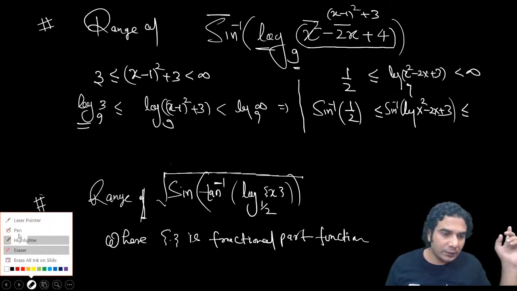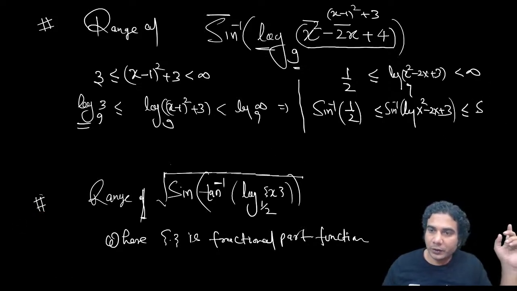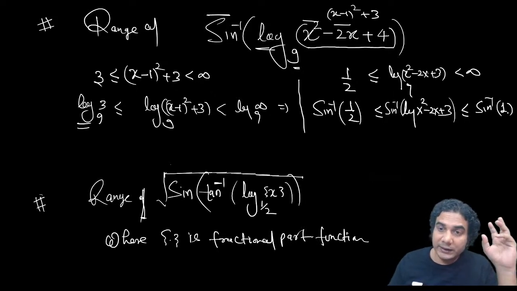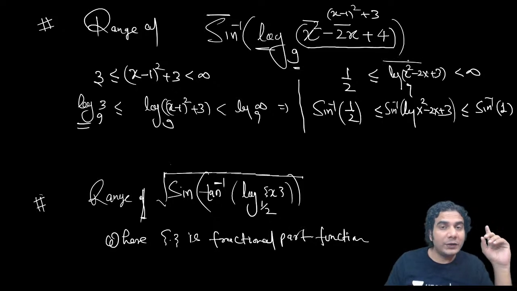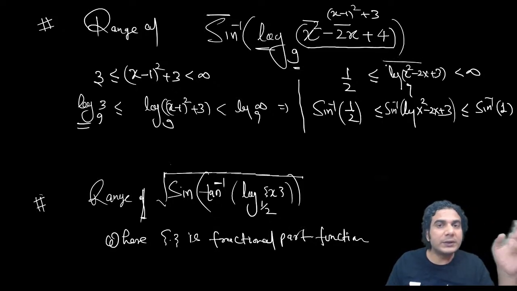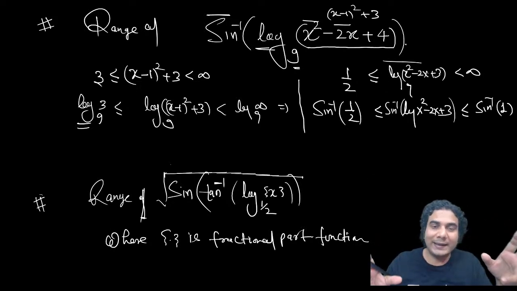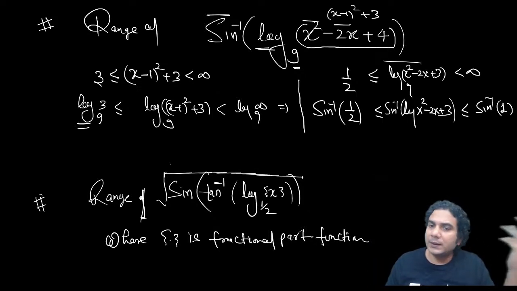Sine inverse of 1. I hope you have got this point. All those values in the range of the log function which are outside the domain of sine inverse, you need to leave those values. Just write only those values which lie in the interval of the outer function, which is sine inverse in this case. Okay, now that's it, done.